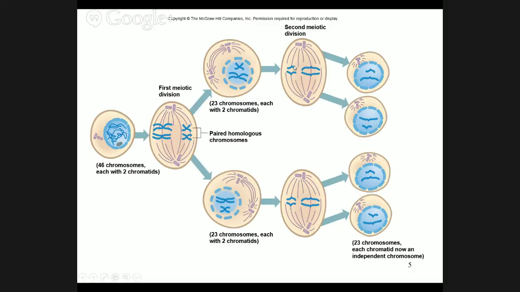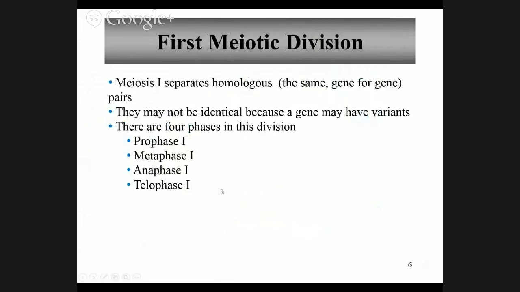And then in your second meiotic division, now you're going to have 23 and 23, 2 and 2 for each one, and each chromatid now is an independent chromosome. So meiosis 1 separates homologous, same gene for gene, pairs. There are 4 phases in its division: prophase 1, metaphase 1, anaphase 1, and telophase 1. One way to remember this is a mnemonic: pass my anatomy test.